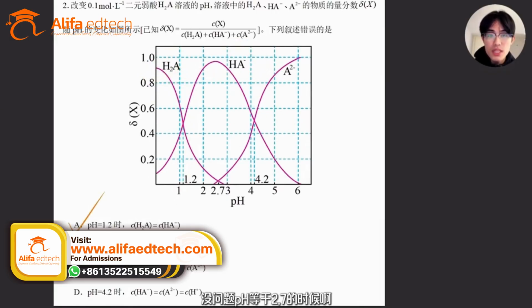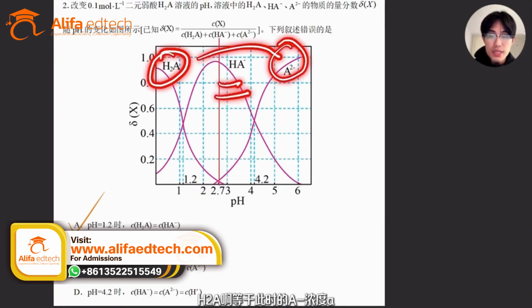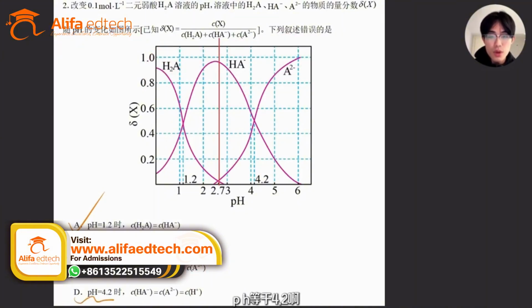When pH is 2.7, we compare concentrations. Find the x-coordinate and draw a vertical line. It matches the intersection, where the diprotic acid H2A concentration equals the concentration of A2- ion, which is at its maximum here, no problem. For option D, when pH is 4.2, the two are equal, no problem.